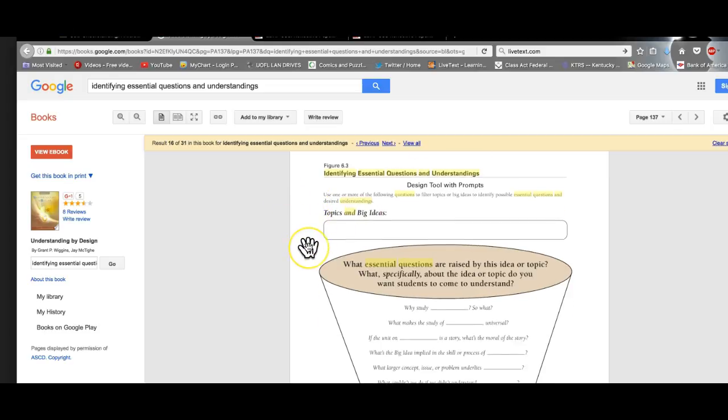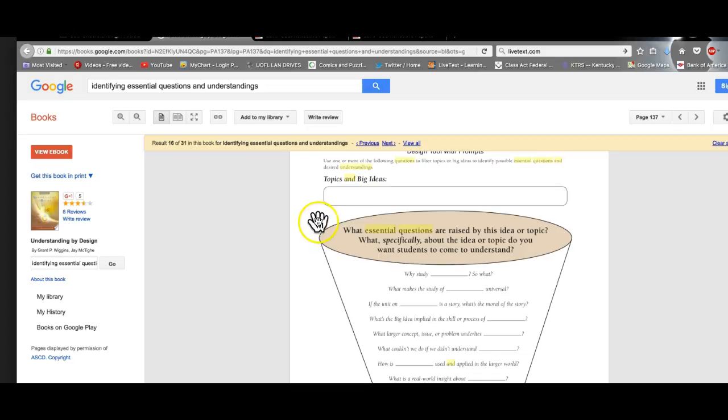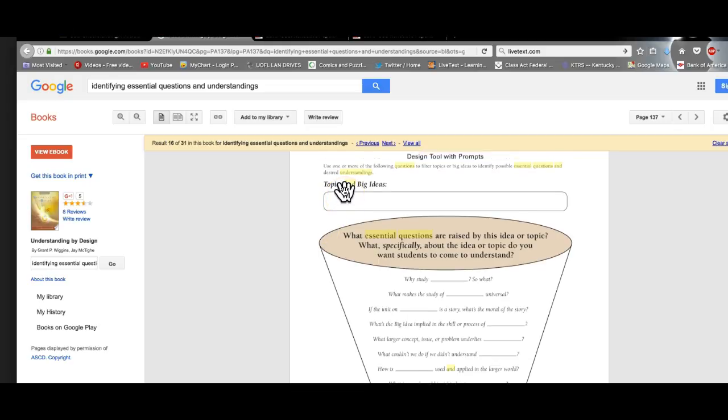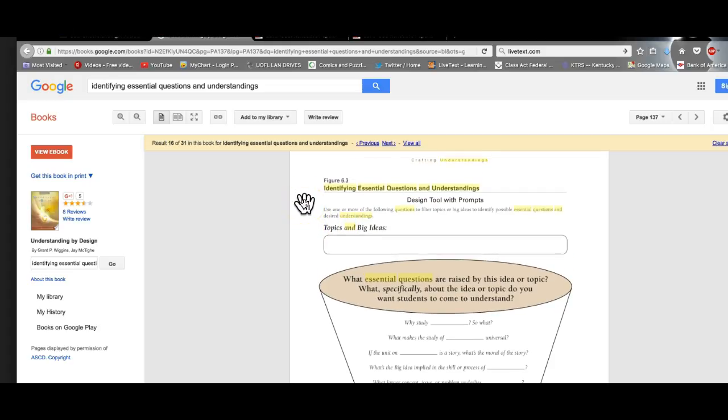So let's take a look at this wonderful design that they have in their book. So the first thing they want to know is they don't want to know content under topic and big ideas. They want to know what the big idea is. So what is it that we're trying to do here?